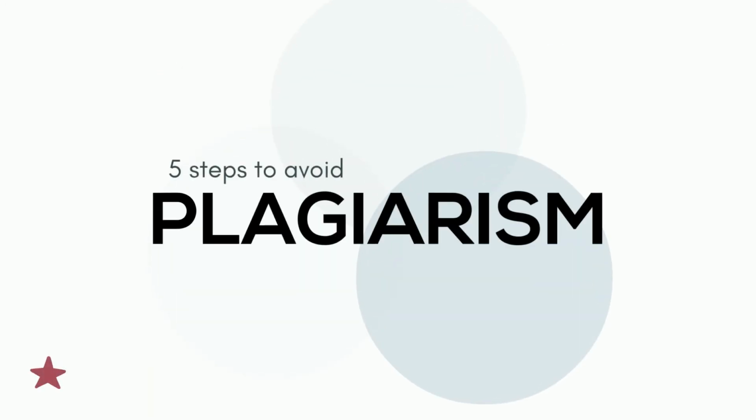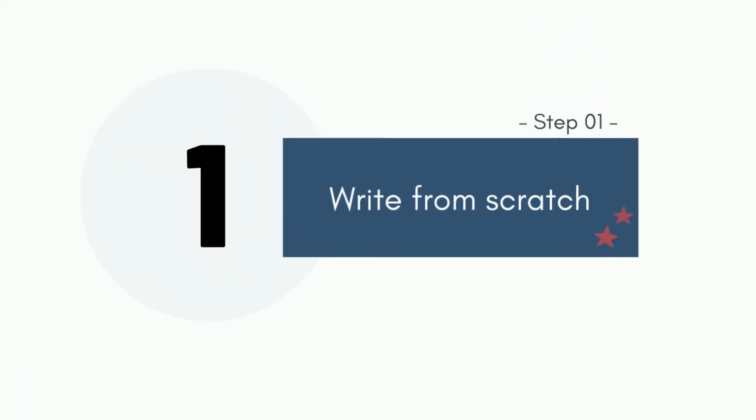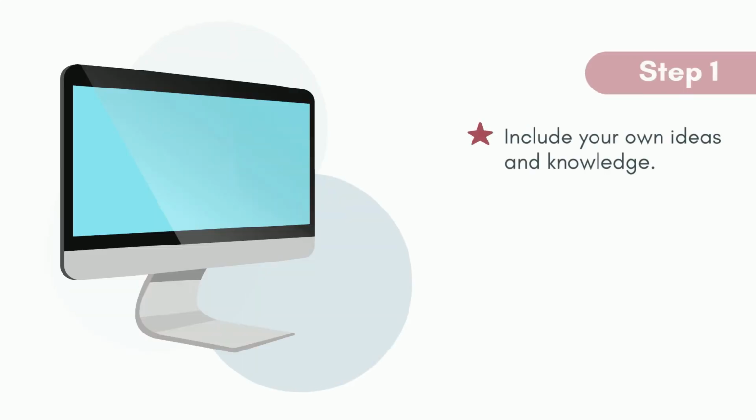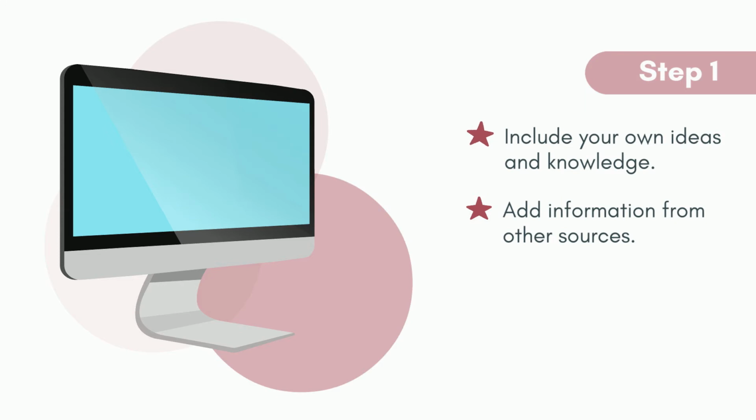You can follow these 5 easy steps to avoid plagiarism. Start your work by writing what you know about the topic. Describe your ideas, and as you go, you may add information of other sources to add credibility to your work.